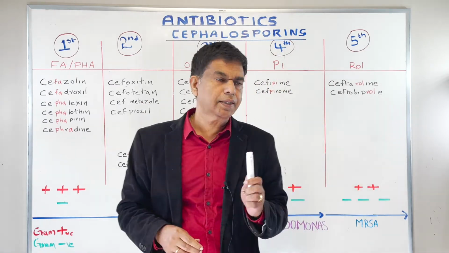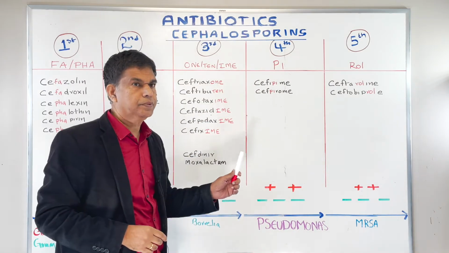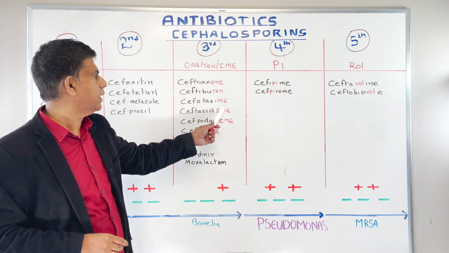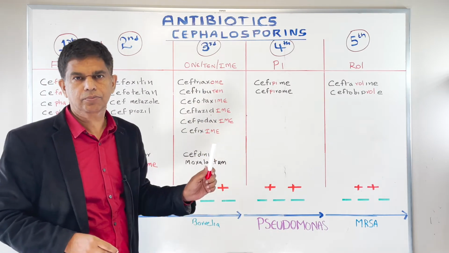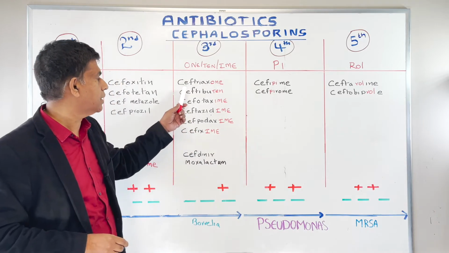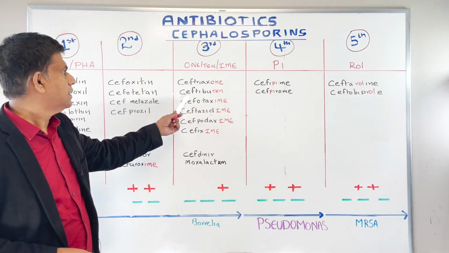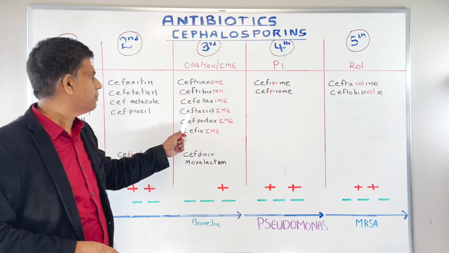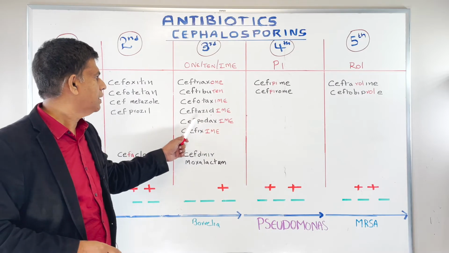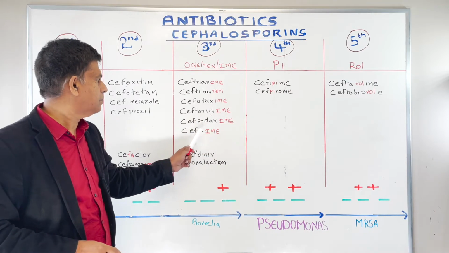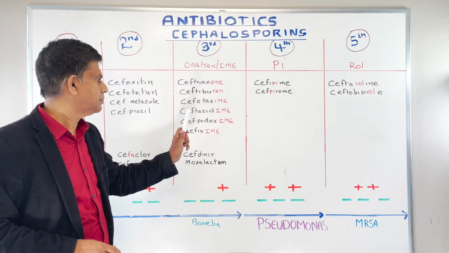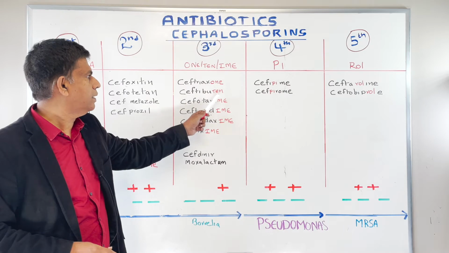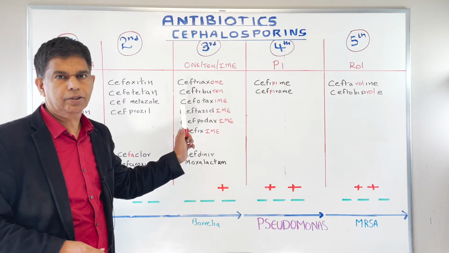Now let's look at the third generation cephalosporin. What is the mnemonic here? 1, 10, IME. That's the mnemonic we have to remember. So let's start with the first one: ceftriaxone, ceftibuten, cefotaxime, ceftazidime, cefodizime, cefixime. IME. So remember 1, 10, IME. That's our mnemonic to remember that.